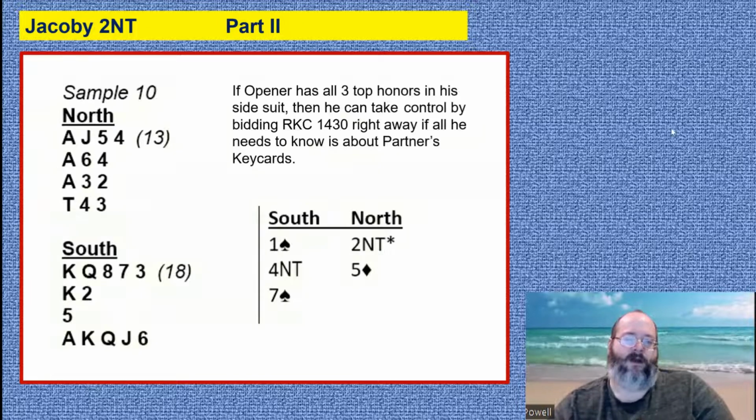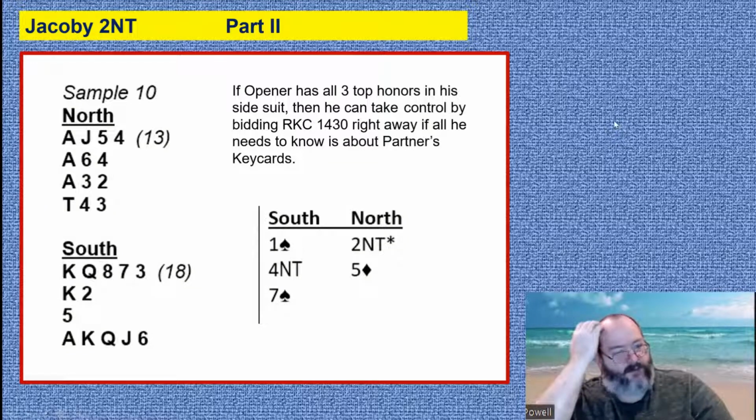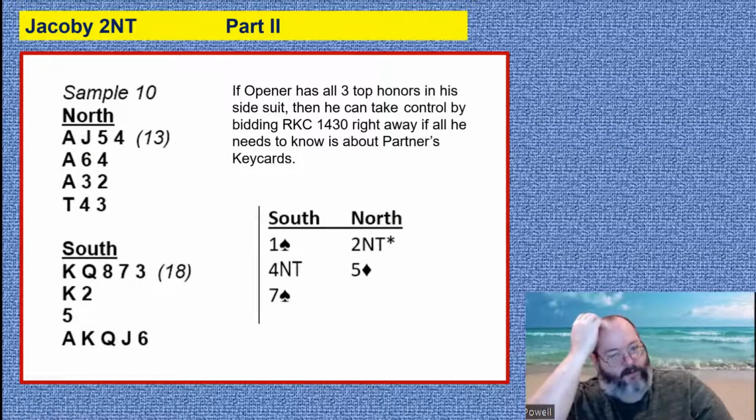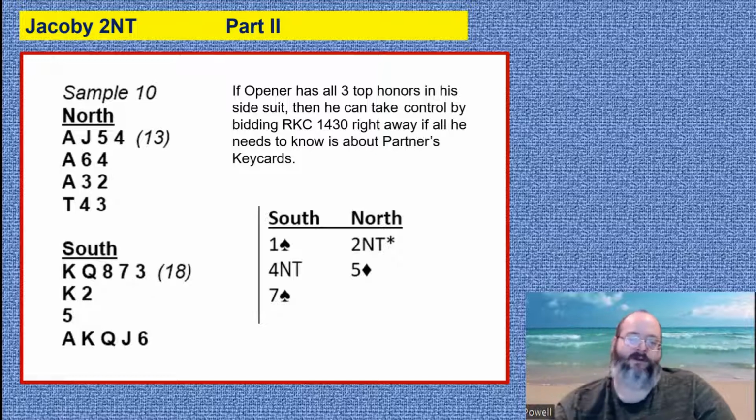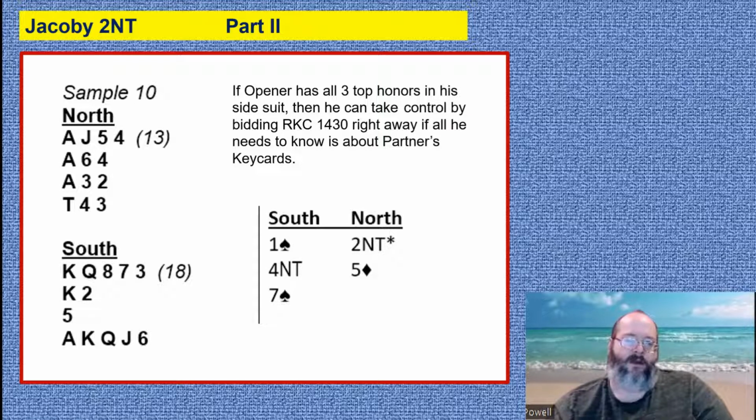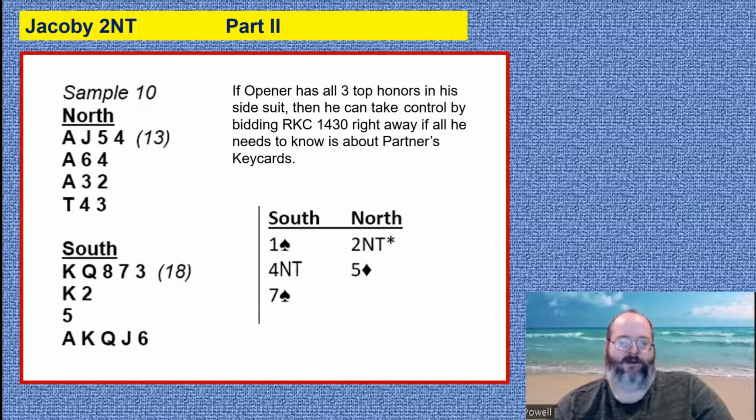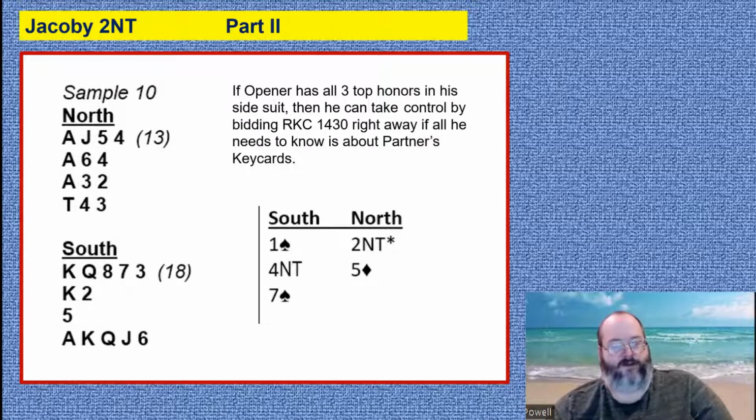All right. Sometimes you have better than 2 of the top 3 honors, when you have 3 of the top 5. So when you have a running suit on the side, then typically you are the one who might take control, because you are the one who needs specific information. So in this case, South opens 1 spade. North jumps to 2 no trump, right? Showing 12 or more points and 4-card support.